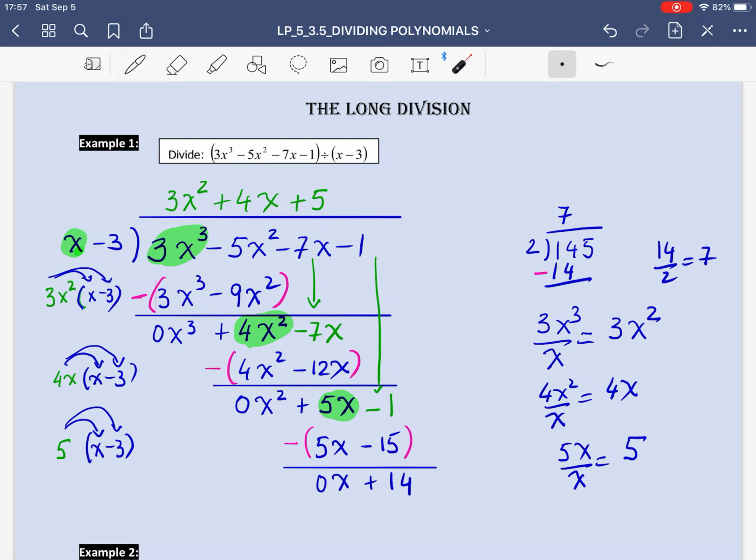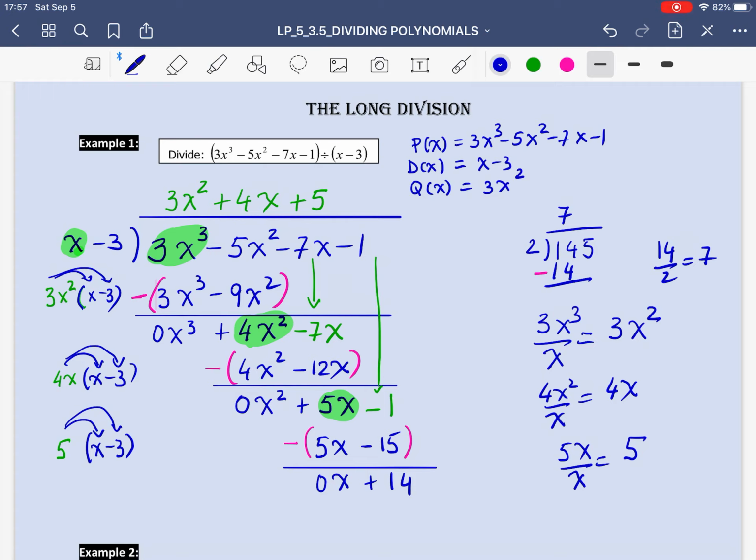So I'm going to say that the polynomial p(x) is 3x cubed minus 5x squared minus 7x minus 1. Our divisor d(x) is x minus 3. We obtain the quotient q(x), 3x squared plus 4x plus 5, and the remainder is 14, which in our case is a constant number.